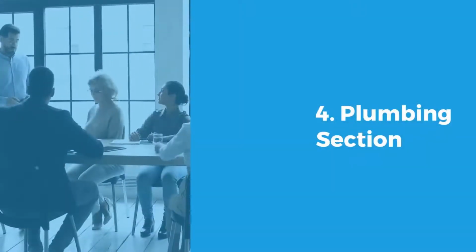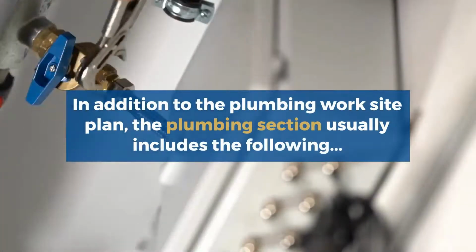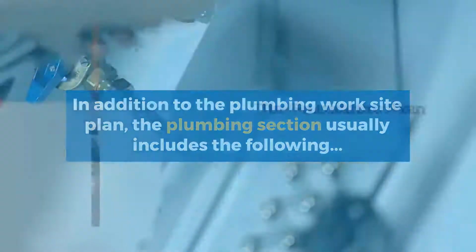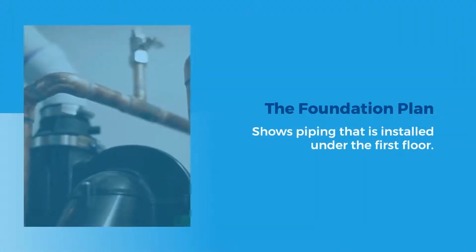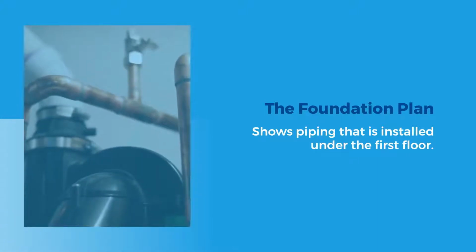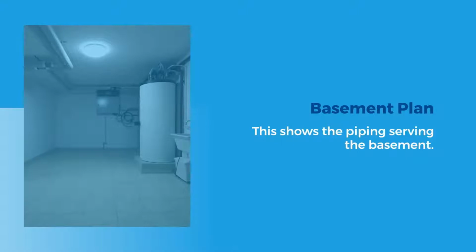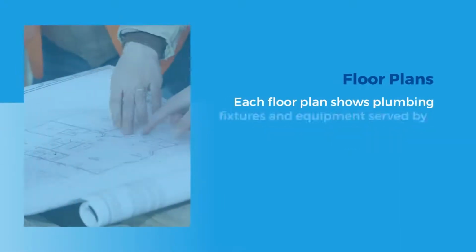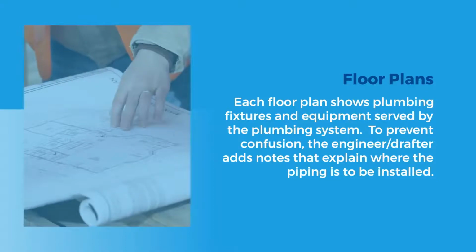The plumbing section. In addition to the plumbing work site plan, the plumbing section usually includes the following. The foundation plan shows piping that is installed under the first floor. The basement plan shows the piping serving the basement. The floor plan shows plumbing fixtures and equipment served by the plumbing system.